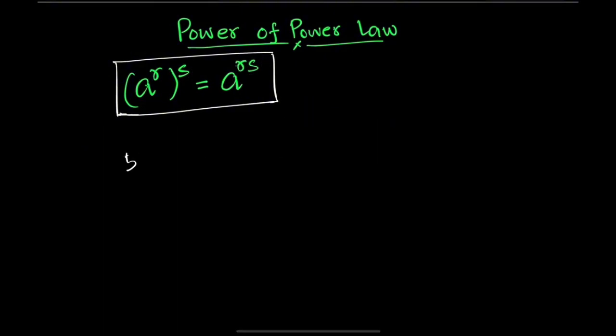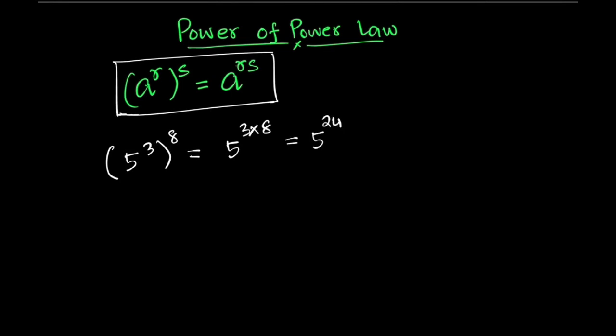Another example, if we have (5^3)^8, this will be equal to 5, and we simply multiply the exponents, that is 3 times 8, which is equal to 5^24. Another example will be (-2^5)^10. This will be equal to the same base, that is -2, and now we simply multiply 5 times 10, which is equal to 50.